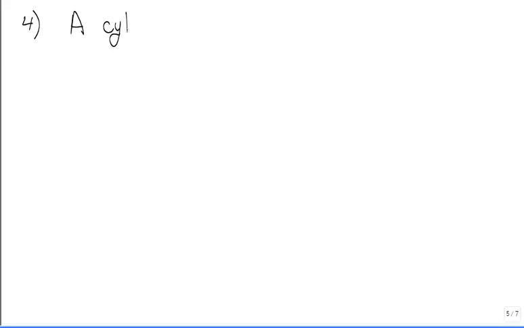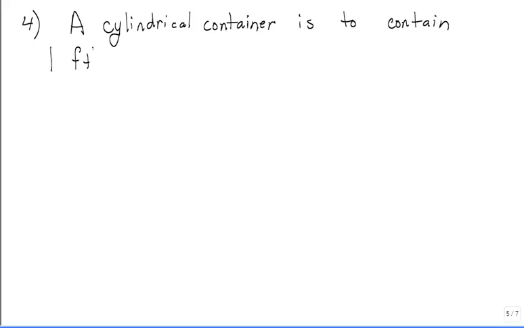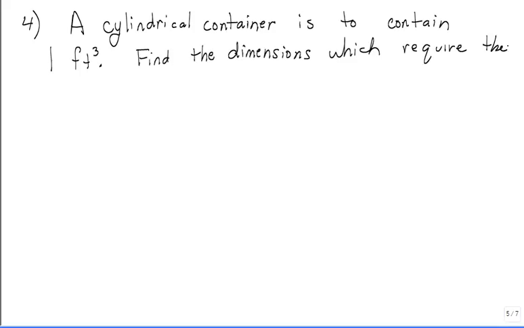Okay, try another one, another cylinder. A cylindrical container is to contain, if you go through those 6 steps, these are not difficult problems, and pay attention to the units. Find the dimensions which require the least amount of material. Okay.